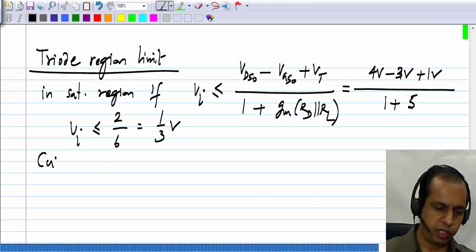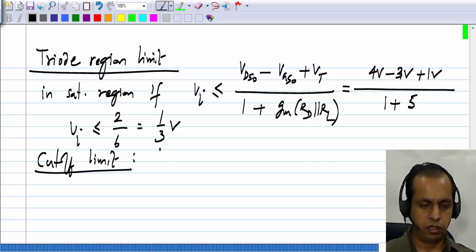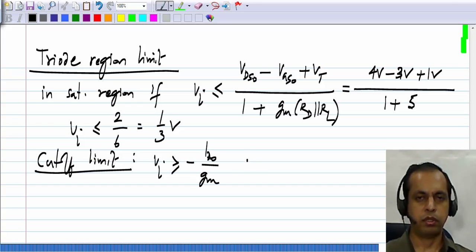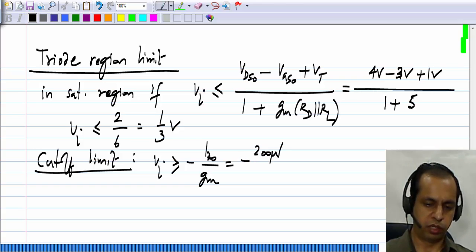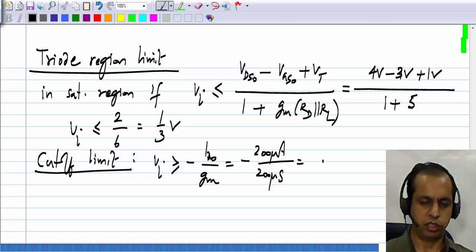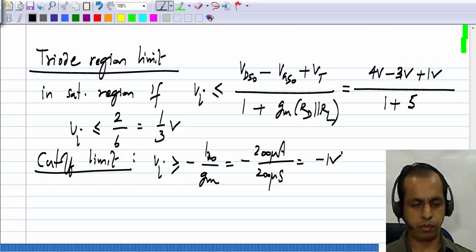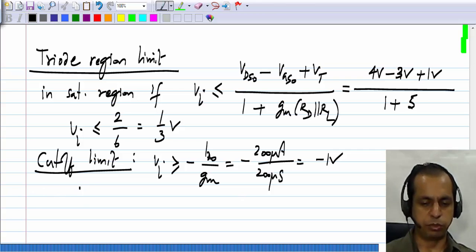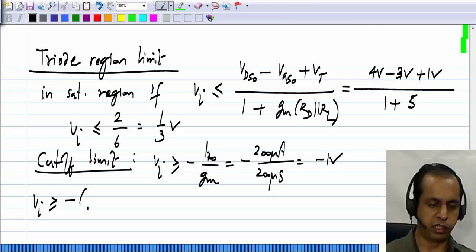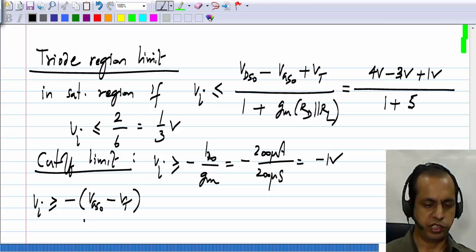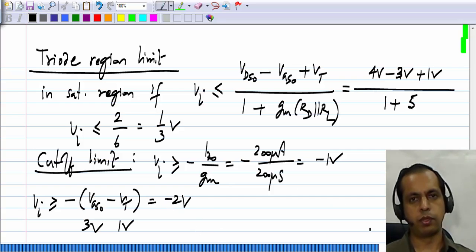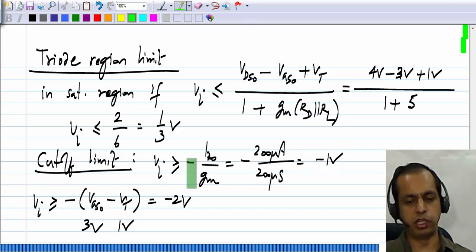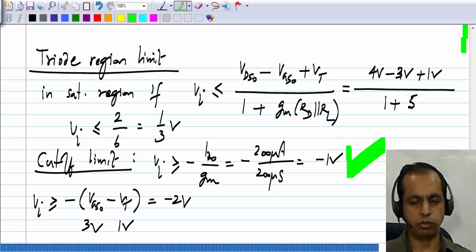And the cutoff limit, if you use the drain current criterion, we know that Vi should be greater than or equal to minus ID0 by Gm, or minus 200 microamperes by 200 microsiemens, which is minus 1 volt. And if you use the VGS based limit, Vi should be greater than or equal to minus VGS0 minus VT. VGS0 is 3 volts, VT is 1 volt. So this says that it is minus 2 volts. And like I described earlier, this gives us a conservative limit, and this method can also be used with bipolar transistors. So we will use this one.